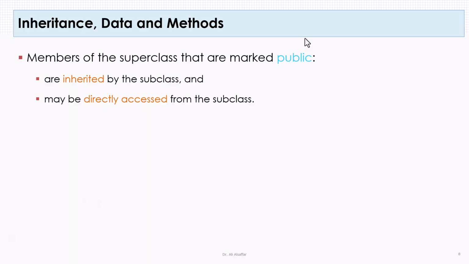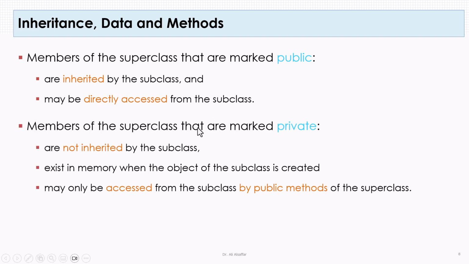The conclusion is that members of the superclass that are marked public are inherited by the subclass and can be accessed directly from the subclass in any method. However, members of the superclass that are marked private are not inherited by the subclass, but they exist in the memory when the object of the subclass is created. So how are they accessed? They can only be accessed from the subclass by public methods of the superclass, for example, setters and getters.